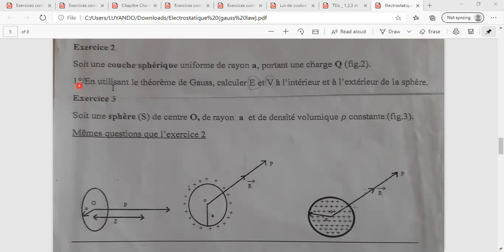They're saying, using the theorem of Gauss, calculate E. We haven't yet done V; we're going to do it, I think, on Thursday. So right now, I'm just going to calculate the field, which is E, at the exterior and in the interior of the sphere. So you can see this is trying to give us the indication that, okay, let me try to draw it.